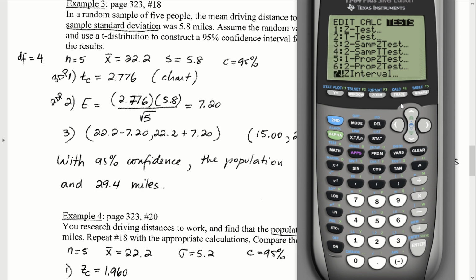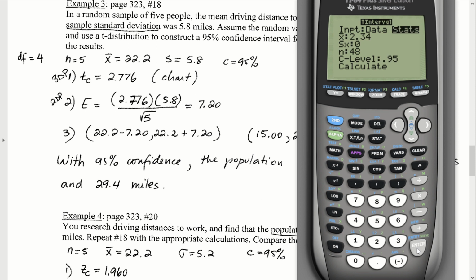The z-interval command is what we were using back in 6.1. The very next command below it, which is option 8, is a t-interval command. Let me go ahead and hit enter. Let's use that to double check our answer on this problem 3. We have two kinds of input options, whether we actually were given the raw data, which we weren't, or whether we have the summary statistics, which we do in this case. Since we have the summary stats, I'm going to make sure that this cursor is highlighted over top of the stats and hit enter to select it.